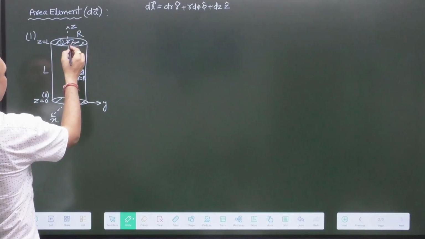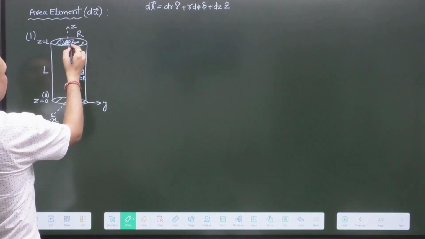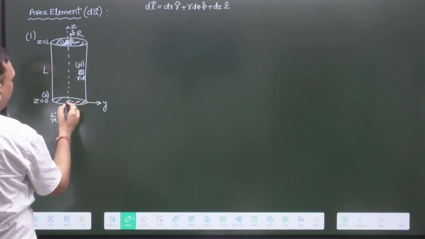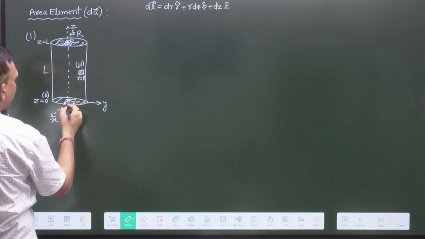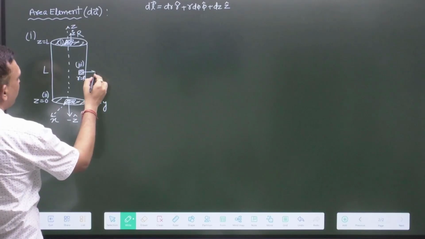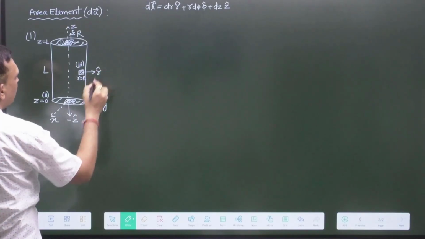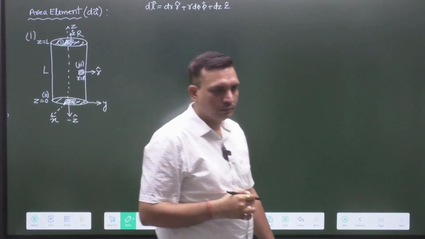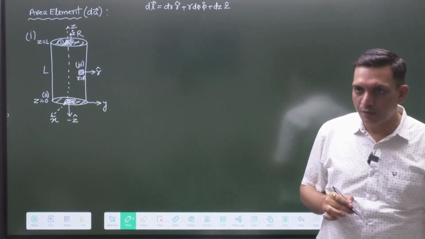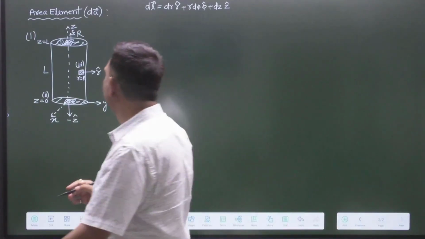If you draw some elemental area, on the top the direction will be z cap. If you draw an elemental area on the bottom surface, away from the surface, this direction is minus z cap. Away from the curved surface, this direction is r cap. I have shown the direction of the area element on each surface, away from the surface.